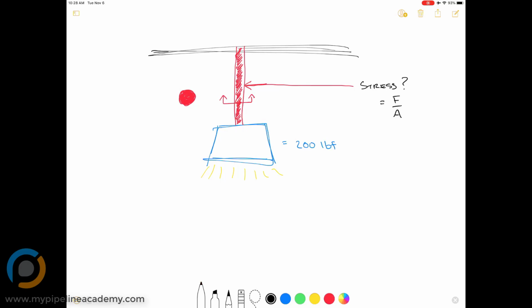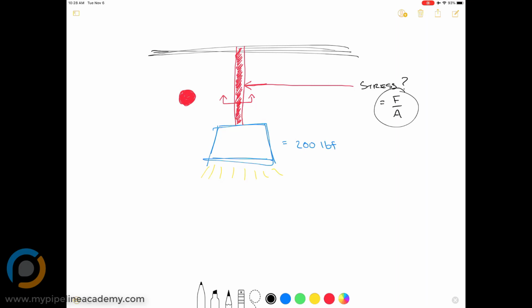Well, it's this equation, right? Force over area. So force is 200 pounds. Mm-hmm. And what's the area? Well, the area of a circle. Do you remember the equation for area of a circle? Pi r squared. Uh-huh. But how do we know what the radius is? Yeah. Well, we'll have to put something in there. We can make it whatever we want for this sample equation.